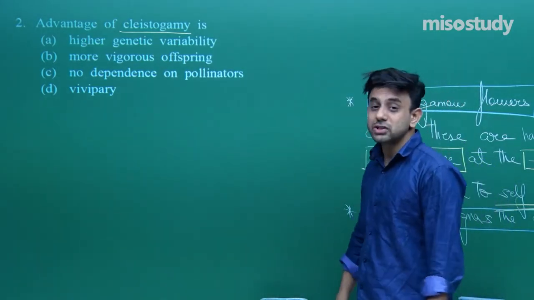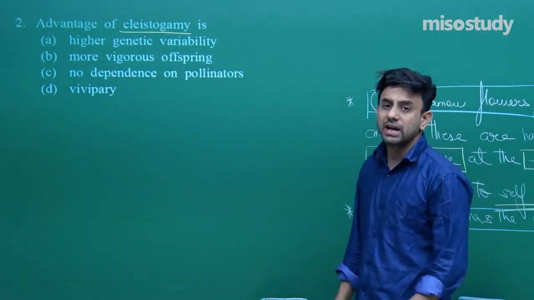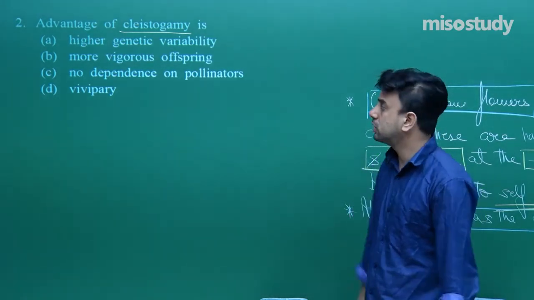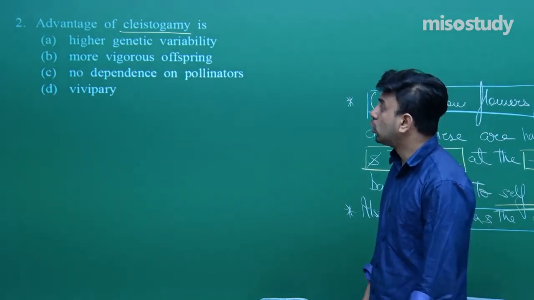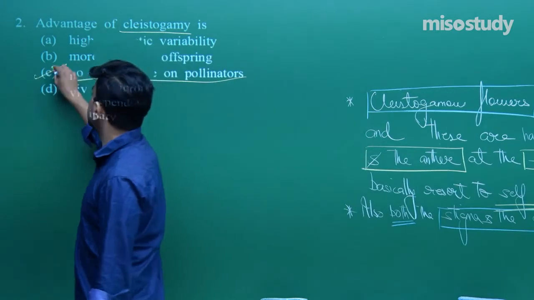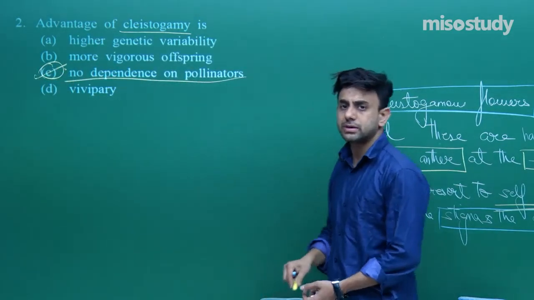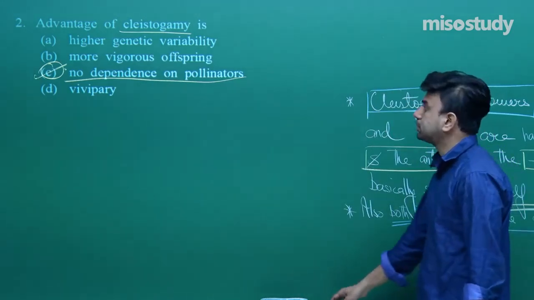So the advantage of cleistogamy: higher genetic variability, self-pollination, more vigorous offspring, no dependence on pollinators. This is absolutely the answer we want: no dependence on pollinators, because it is undergoing self-pollination. Let us move to the next question.